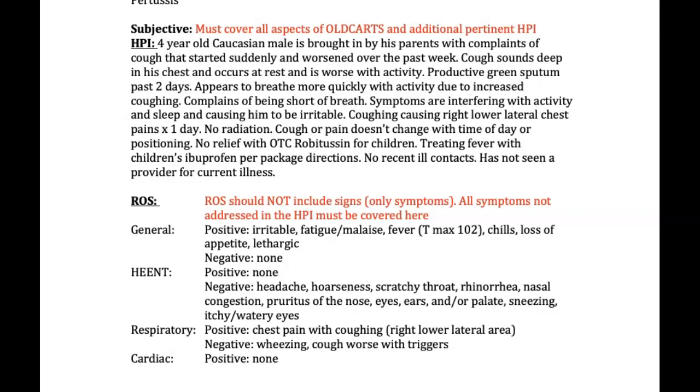Appears to breathe more quickly with activity due to increased coughing. Complains of being short of breath. Symptoms are interfering with activity and sleep, causing him to be very irritable. Causing right lower lateral chest pains for the past day. No radiation. Cough or pain doesn't change with time of day or positioning. There's been no relief. They've tried some over-the-counter Robitussin for children. Treating fever with children's ibuprofen per package directions. No recent ill contacts, and has not been seen by a provider for this current illness.